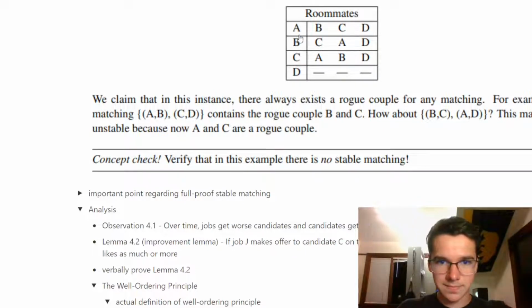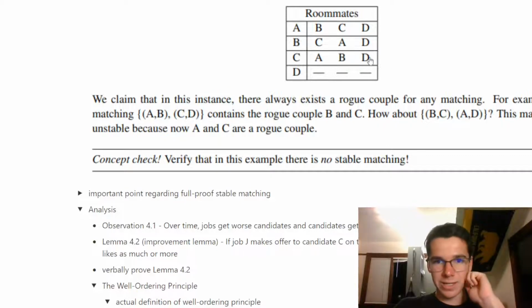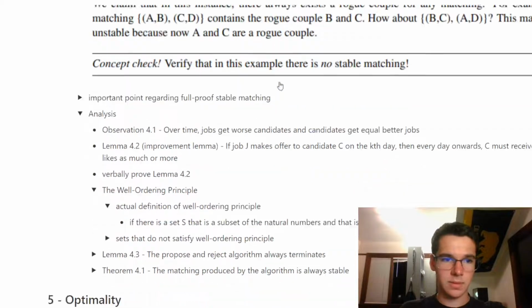Well, because A is paired with B, which is okay, and C is paired with D, but B would rather be with C, and C would rather be with B over D. So that's just one of the rogue couples that comes out of a certain matching of these.